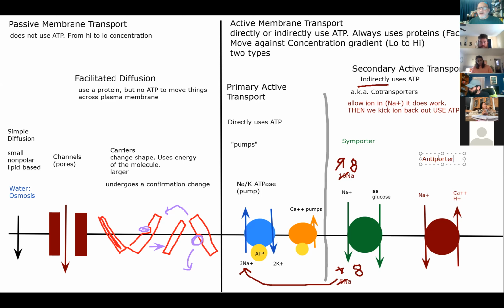So our secondary active transporters are co-transporters, either symporters or antiporters, moving things either in the same direction of sodium or the opposite direction of sodium.